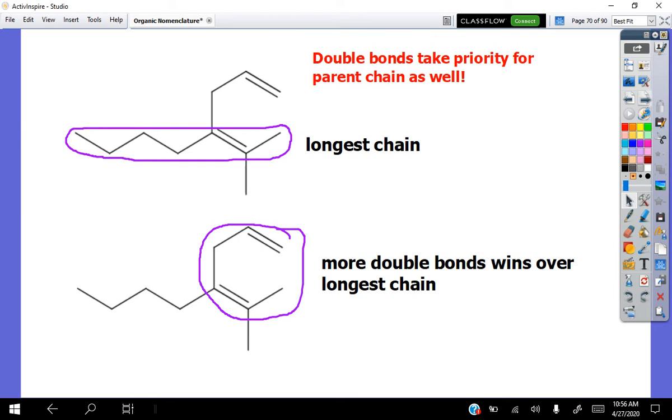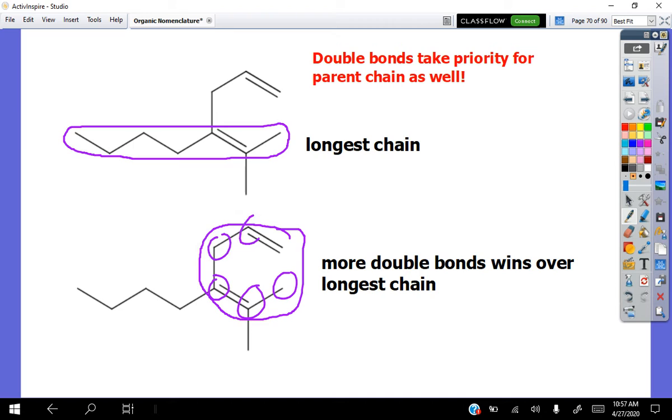As I stated before, the double bond takes priority for the parent chain. So in this particular example, we see that the longest chain is, let's see, 1, 2, 3, 4, 5, 6, 7 carbons long. But the problem with that is that it only contains one of the double bonds in the parent chain. This chain, 1, 2, 3, 4, 5, 6 carbons long, is actually the better parent chain because it includes both double bonds, and the double bonds have the lowest possible number.